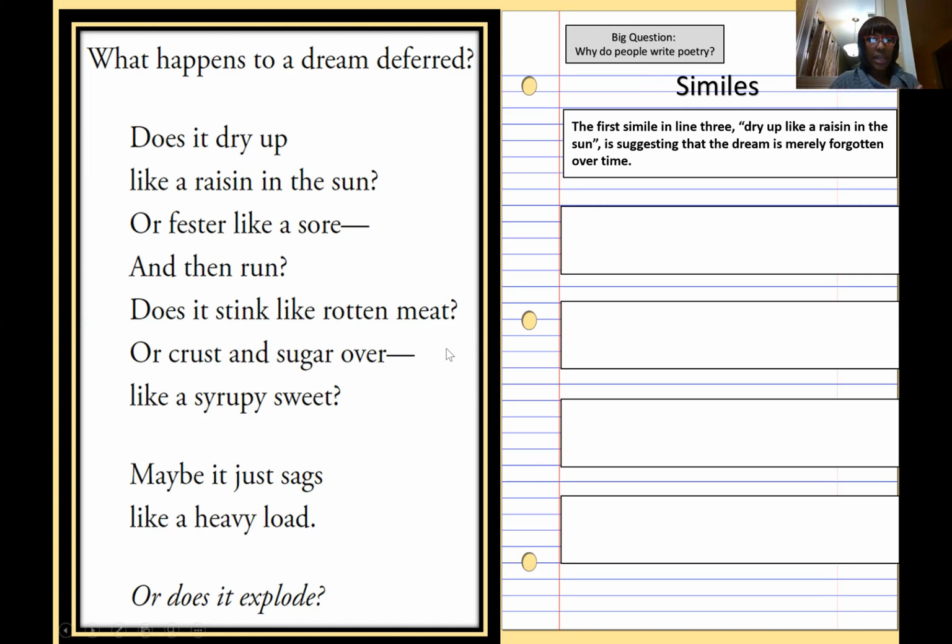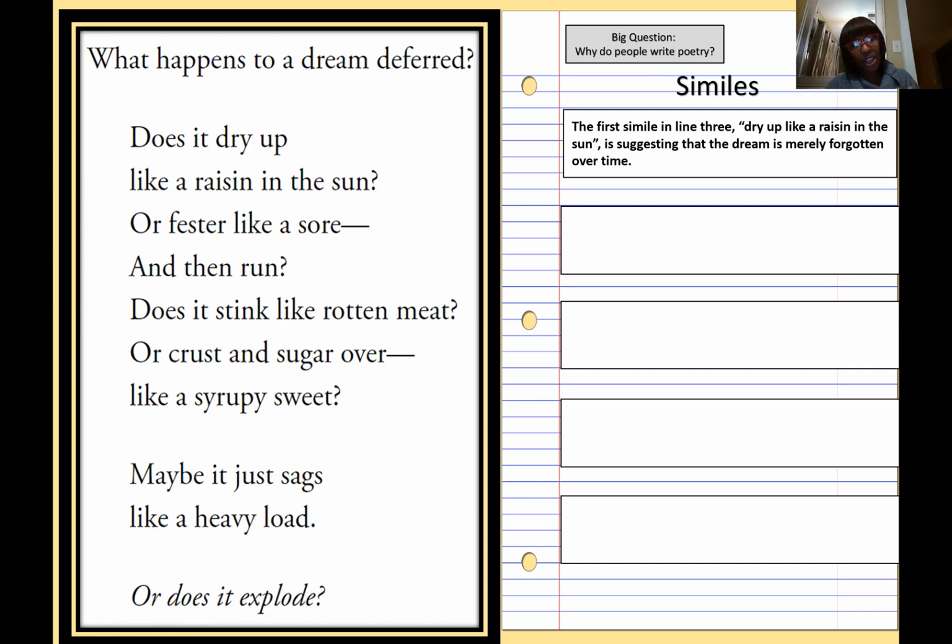So, second read, let's begin reading Langston Hughes, A Dream Deferred. What happens to a dream deferred? Does it dry up like a raisin in the sun? Or fester like a sore and then run? Does it stink like rotten meat? Or crust and sugar over like a syrupy sweet? Maybe it just sags like a heavy load. Or does it explode?